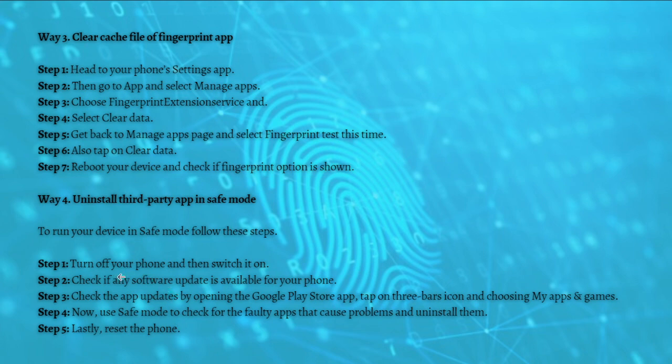So turn off first your phone and then switch it back on, and check if any software update is available for your phone. So check the app updates by opening the Google Play Store app, tap on the three bars icon, and choosing My Apps and Games. So now just use safe mode to check the faulty apps that cause problems and uninstall them. And then lastly, what you can do is to reset the phone.